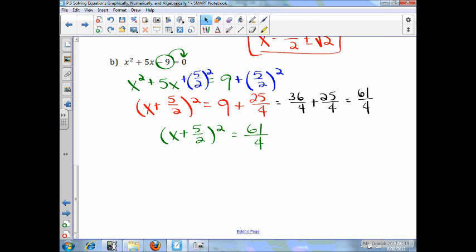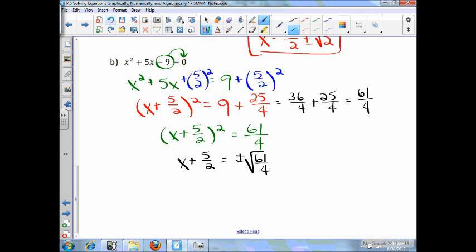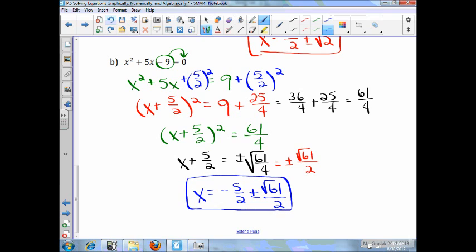Again, we're going to go through the same exact process. Take the square root of both sides. Now you should be able to see that we can extract a square root on the bottom. Square root of 4 is 2. So when we solve this then, x will equal a negative 5 halves plus or minus square root of 61 over 2. And there is your answer.